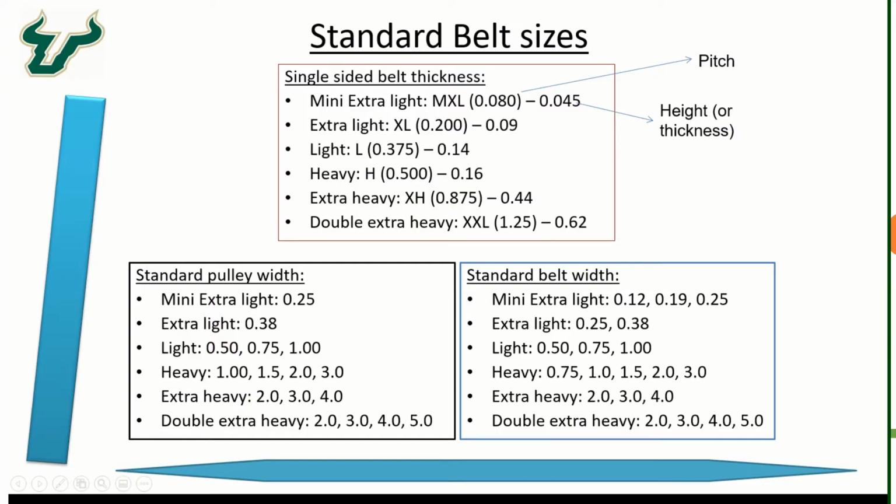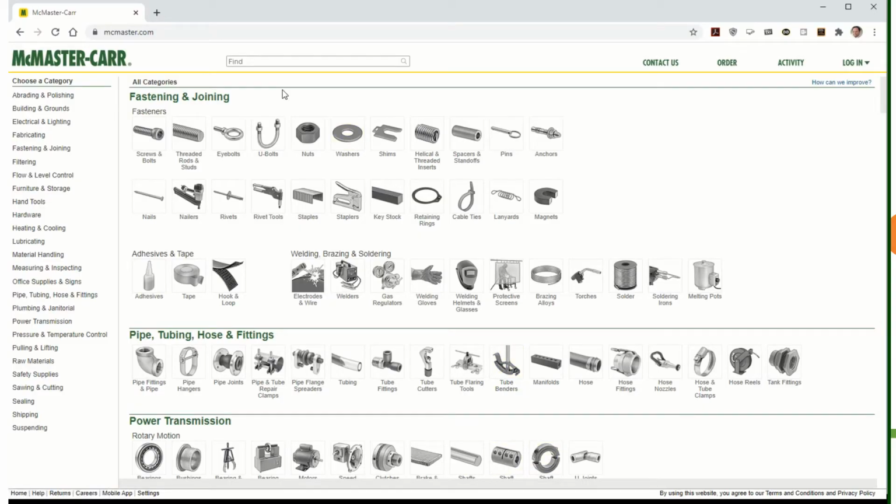Now SOLIDWORKS doesn't differentiate between the belts and pulleys versus the chains and the sprockets. So we're gonna be looking at the belts and pulleys in this example, and a similar approach can be used for the chains and the sprockets. So first thing we're going to do is take a look at McMaster.com, and let's see what options are available here.